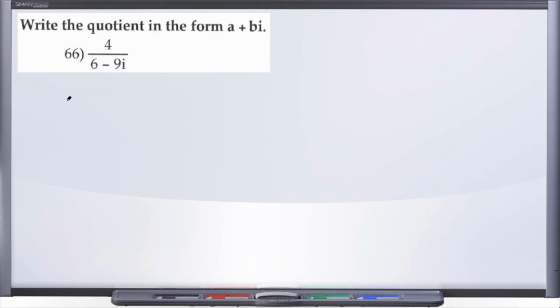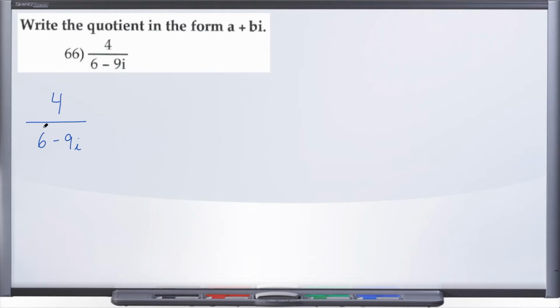All right, 66, we've got a new set of directions. Write the quotient in the form a plus bi. Now, 66 may not be as intuitive as some of the other ones are, but you'll have to recall what we did earlier in the practice test, which was rationalizing a denominator.